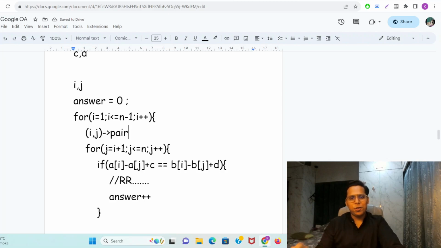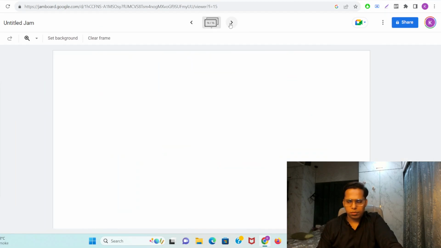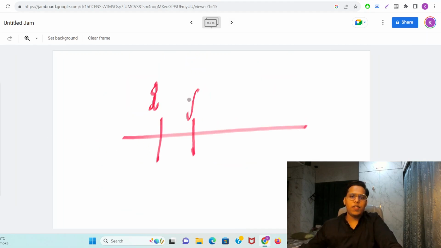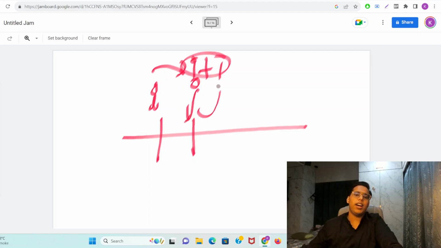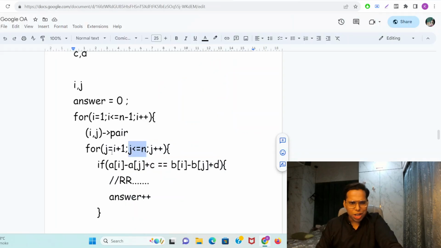So, for j equal to i plus 1, j less than equal to n. j will always start one place after i, right? So, basically, if this is your i, your j will always start one place after it, i plus 1. That's why I'm initializing j as i plus 1. So j equal to i plus 1, j less than equal to n, j plus plus.